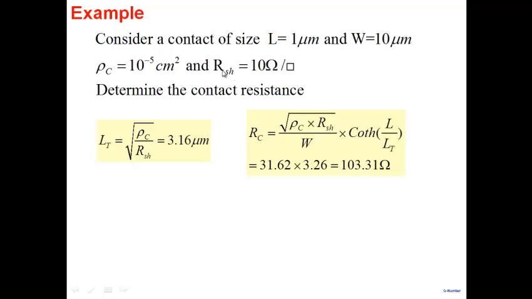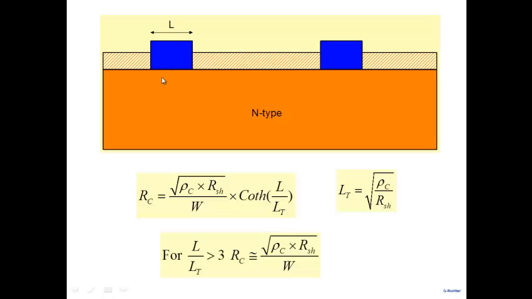But note, if I had made this sheet resistance 100, what would have happened to RC? RC would have increased even more, while the vertical resistance would have remained the same. Rho C divided by area would have remained the same. So when you go laterally, the resistance of this particular part becomes important.